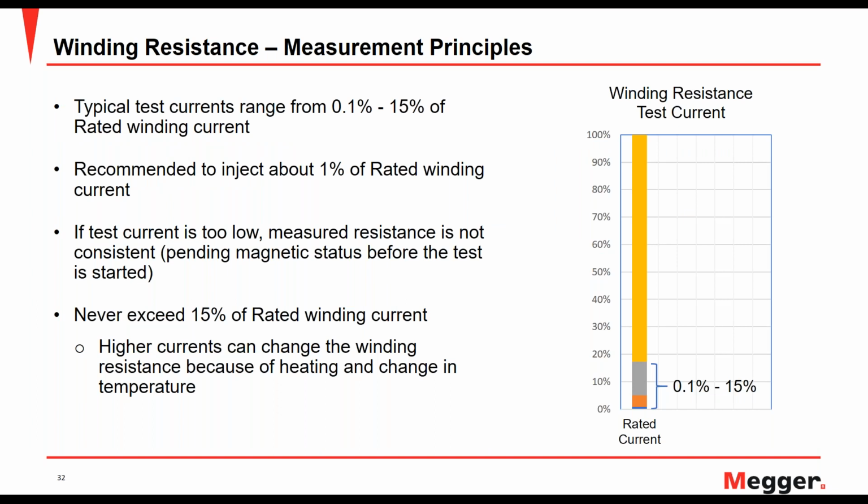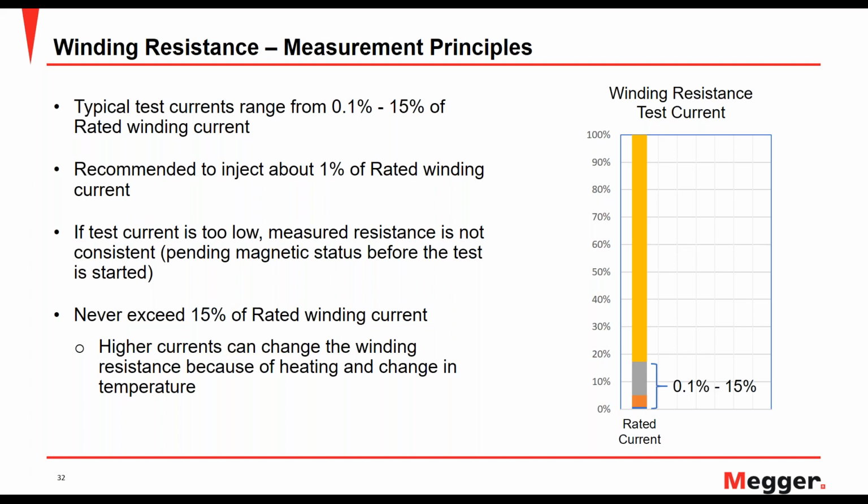So we understand that a higher test current is better as long as it is within 15%. Typical test current ranges will vary from 0.1 to 15% of the rated winding current. And it's recommended to start your resistance measurement at about 1%. That's because if the current is too low, the measured resistance may not be consistent, it may not be stable. We saw that in the previous slide where we do not want to be in the near zero region of the transformer hysteresis curve. You want the transformer core to be in the saturated section. So that's why a too low current value is not desirable.